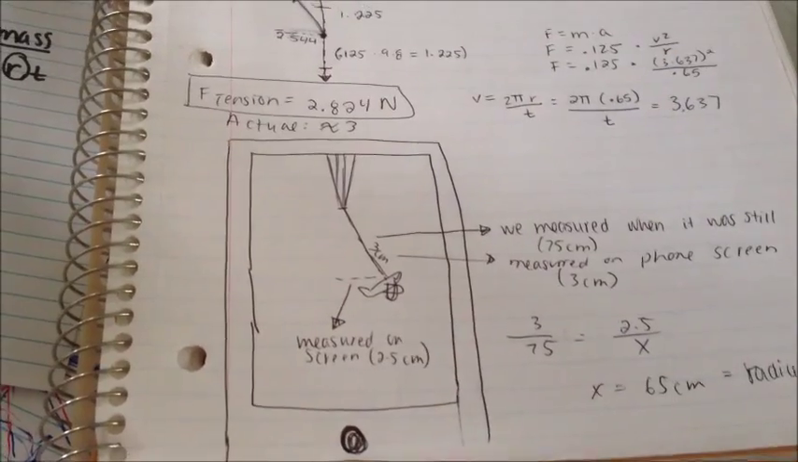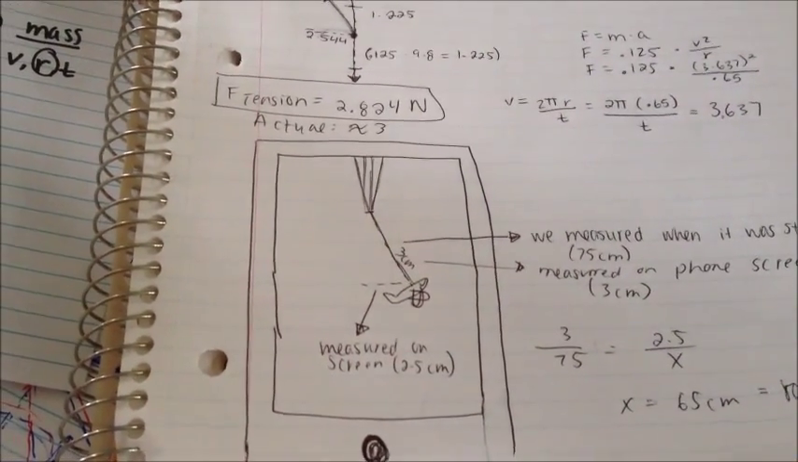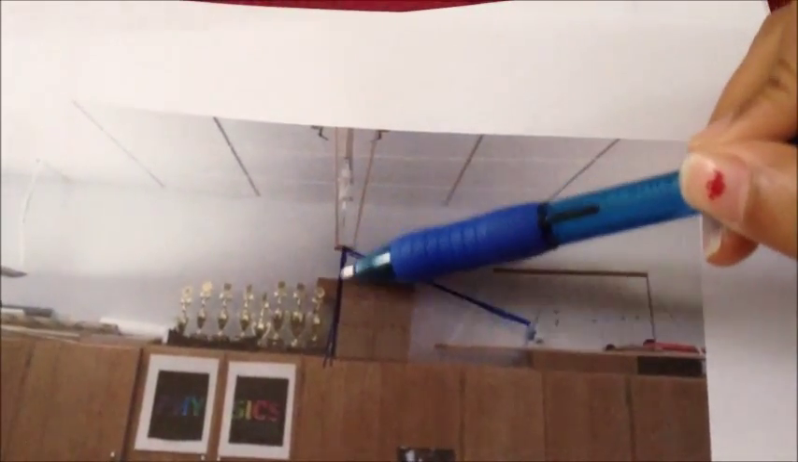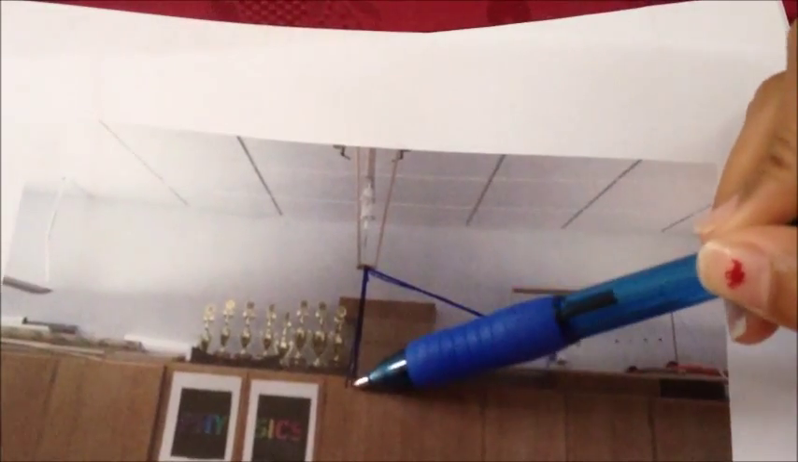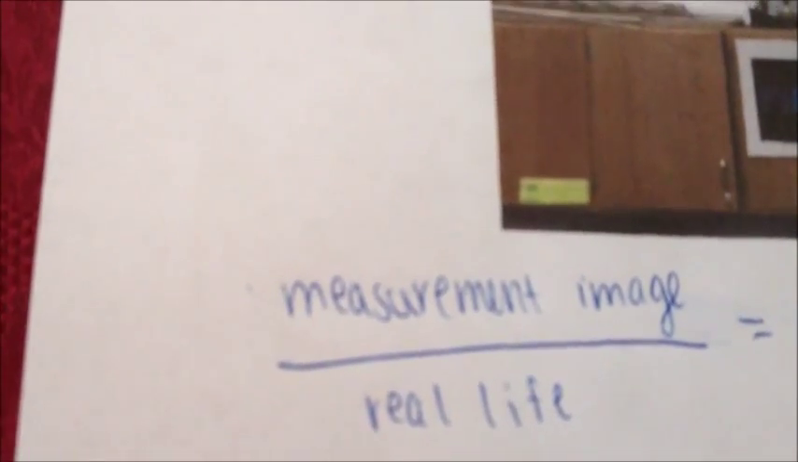So first, our group member took a picture of the plane while it was in motion. And this is what the image looks like. So I just retraced the string here and tried to draw 90 degrees going down. And so what we're doing is we're finding the measurement of the image and putting it over the measurement in real life, and we're creating a proportion.